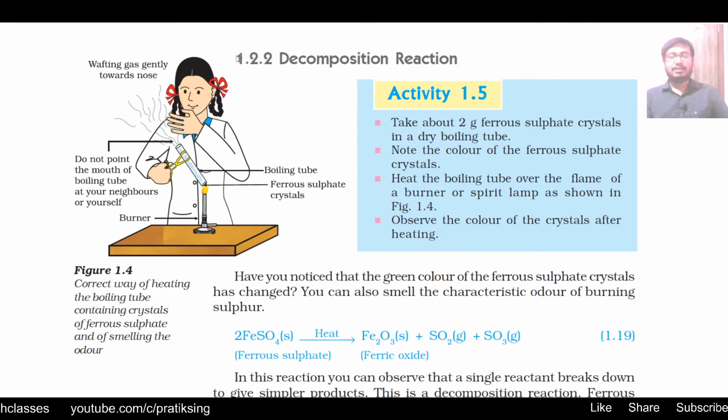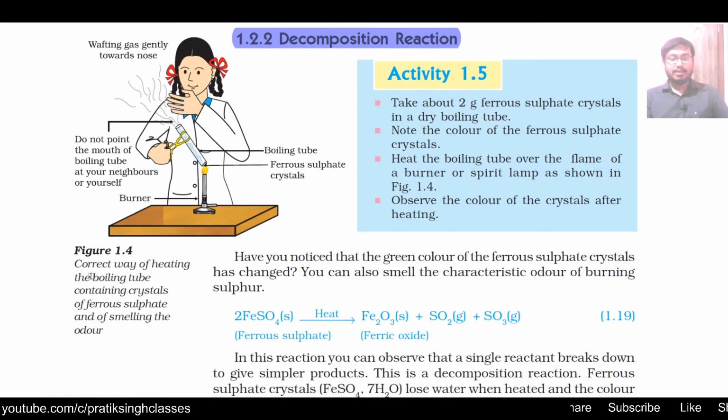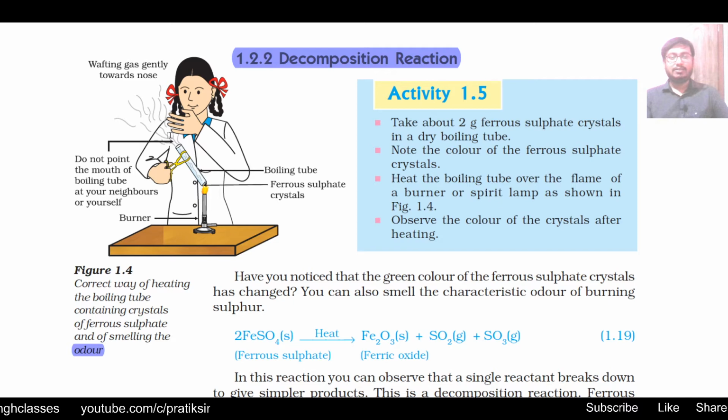Section 1.2.2, decomposition reaction. As you can see in figure 1.4, the correct way of heating the boiling tube containing crystals of ferrous sulfate and of smelling the odor is like this. Here we have a burner, we have a boiling tube, and in that boiling tube we have ferrous sulfate crystals. Do not point the mouth of the boiling tube at your neighbors or yourself, because it may be hazardous and may make a person faint. Then here you can see white gas gently coming out from the opening of the tube.